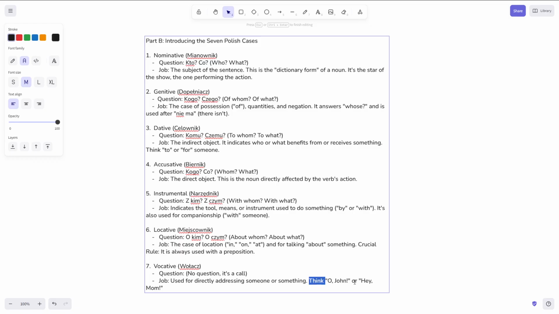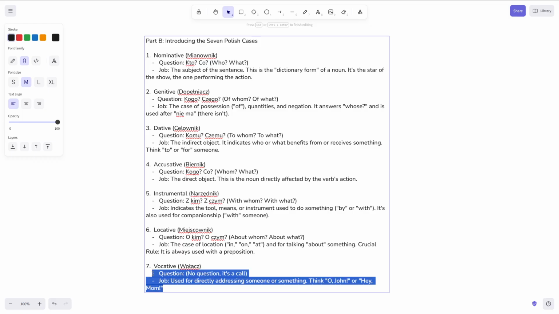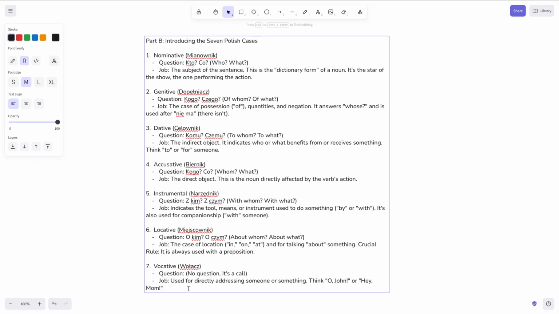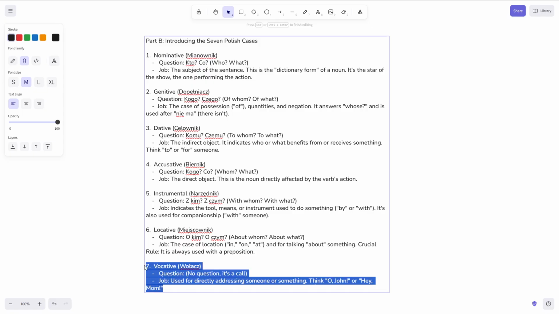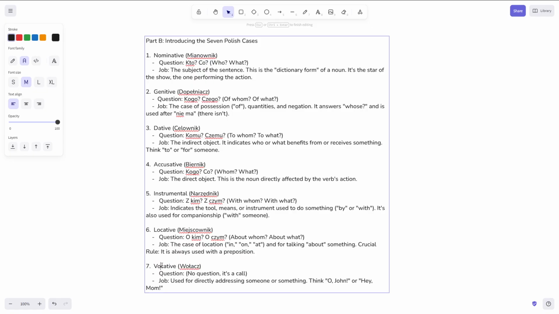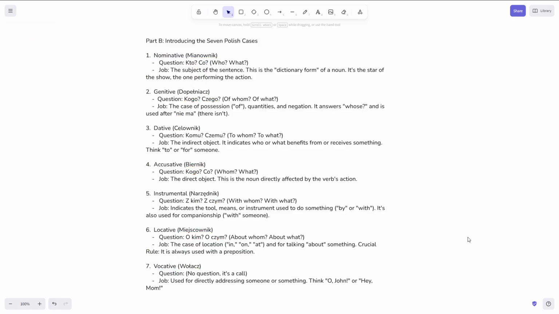This case's job is used for directly addressing someone or something. Think, oh, John, or hey, mom, and stuff like that. There are many cases where the vocative is exactly the same as nominative, but sometimes there are some form changes, okay? So it is actually a separate case, but it can also be pretty consistent with nominative, let's say, okay?